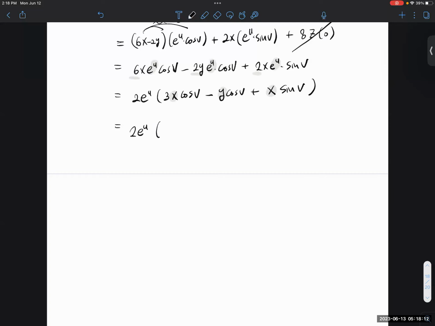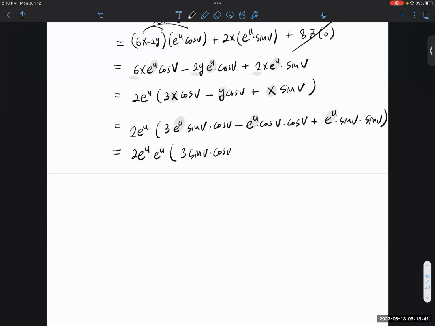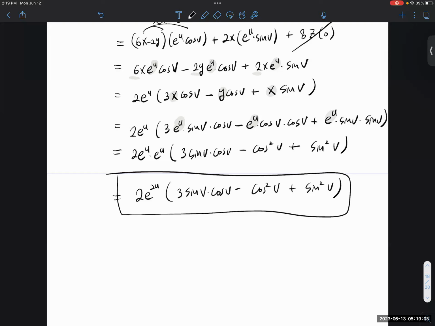So if you're plugging in, 2 e to the u, 3, x is what? e to the u sine v, and we have a cosine v. y is e to the u cosine v, cosine v. x is e to the u sine v, sine v. So if I'm simplifying, what happened? Another e to the u. So 2 e to the u, 3 sine v cosine v, cosine second v, sine second v. So the final answer, 2 times e to the 2u, 3 sine v cosine second v sine second v. So that's your answer, dw over dv.